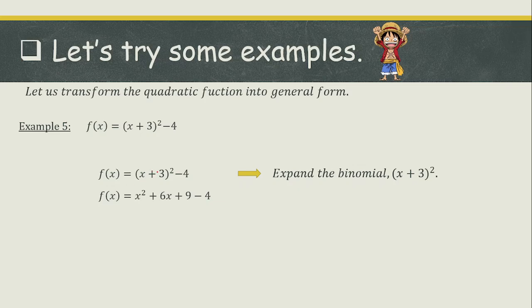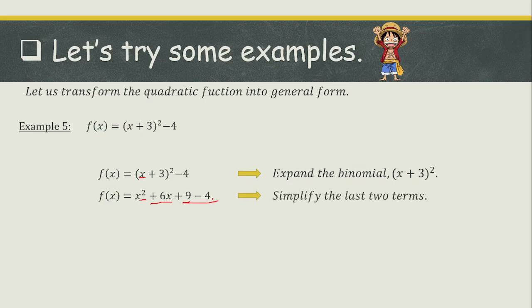So, x plus 3 squared, let's find the square of x. So, the square of x is x squared. Then after that, to find the middle term, let's just multiply the two terms inside. So, x times positive 3, the answer is 3x. Then multiply by 2, so the answer will be 6x. Then find the square of 3. So, 3 squared, the answer is 9. Then, i-copy na lang natin si minus 4.